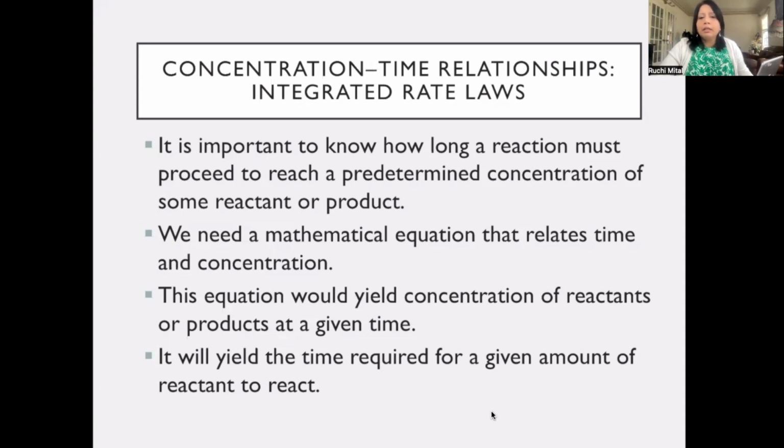We will use a mathematical equation, which is again given to you on the back of the periodic table. If you do not have the periodic table handy, I would really recommend getting one. These equations will help us figure out the concentration of the reactant or the product at a given time, and they will also help us find the time required for a given amount of reactant to form product. So we are going to see how to solve this next type of problem that you will see in the kinetics unit.